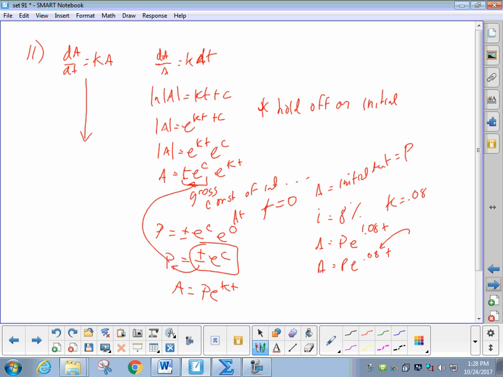You might think, well, won't that cause the amount to get smaller? The answer is no. E to a positive exponent will get big. Okay? With that, then you should be able to solve the pre-calculus additional now. Does that make sense?